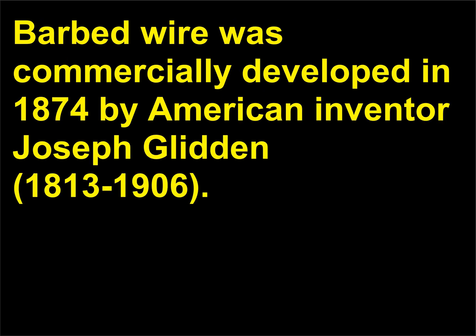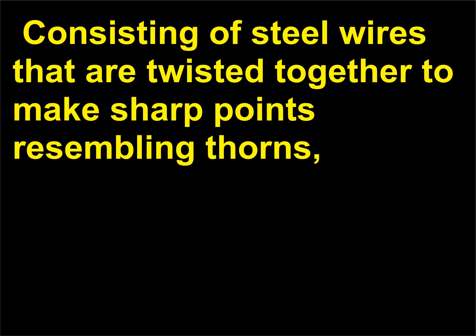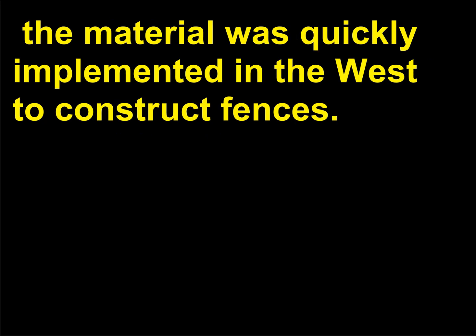Barbed wire was commercially developed in 1874 by American inventor Joseph Glidden, 1813 to 1906. Consisting of steel wires that are twisted together to make sharp points resembling thorns, the material was quickly implemented in the West to construct fences.